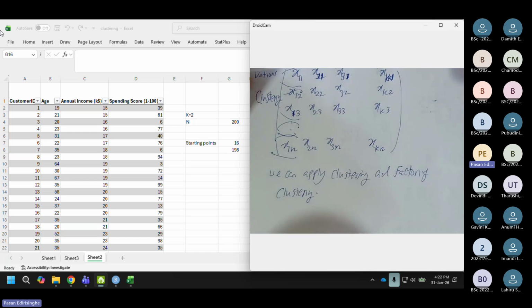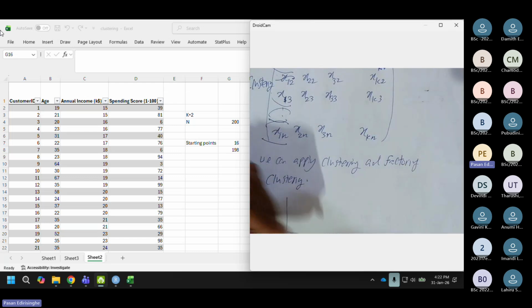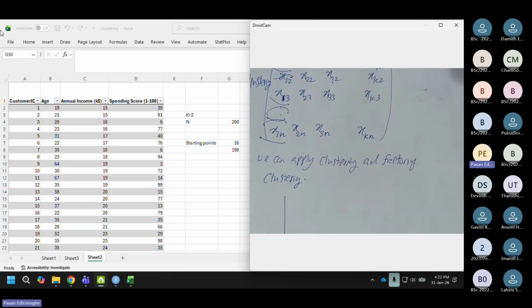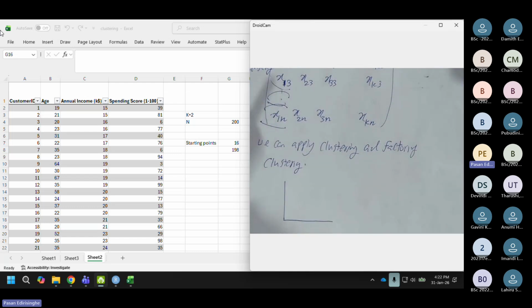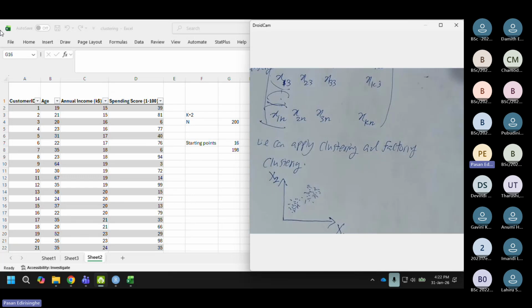If you have only two or three variables, you can plot them. Of course, if you have two variables, you can easily plot them, and if you have three, you can go for 3D plotting. So that is the x1 and x2 variables, and then you can plot the data. You can see that I have some observations here and another set of observations over here.